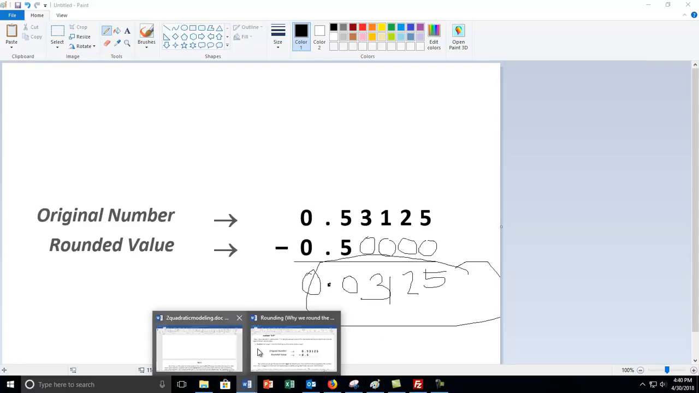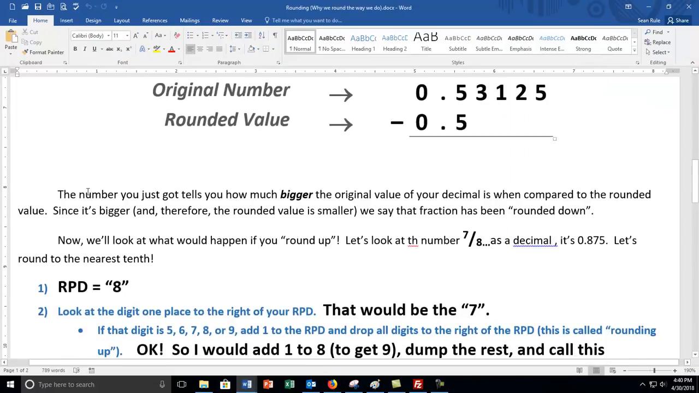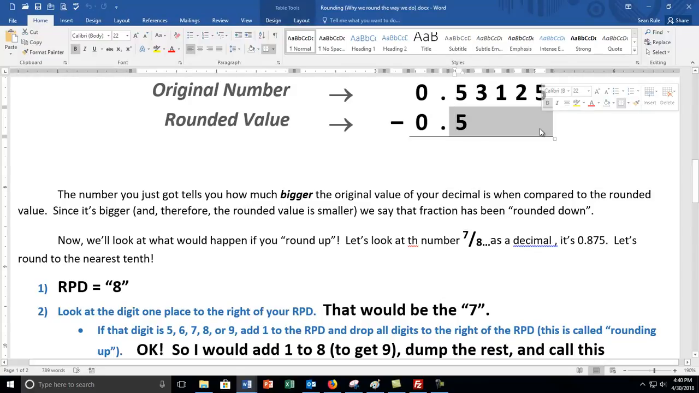Okay, let's go back to the quiz. This is important now. The number that you just got tells you how much bigger the original value of your decimal is than the rounded value. Since this one is bigger than this one, that means this is rounded down. You didn't have to change that digit at all. That's still a 5. But the resulting number is less because all this stuff that was up here is now gone. You've lost that, which means it's less. So hopefully that makes sense. Let's go ahead and fix this.